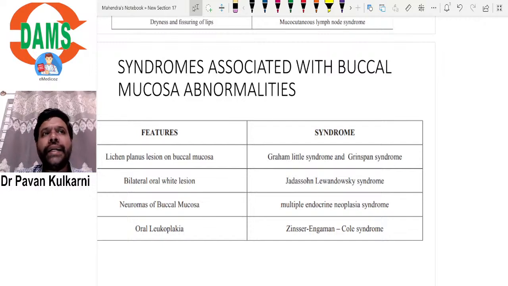Bilateral oral white lesion is associated with which syndrome? What do you mean by that? These patients will have both the sides buccal mucosa some white patches. They're not lichen planus, they're some white patches. That is associated with one syndrome called as Jadassohn-Lewandowsky syndrome.